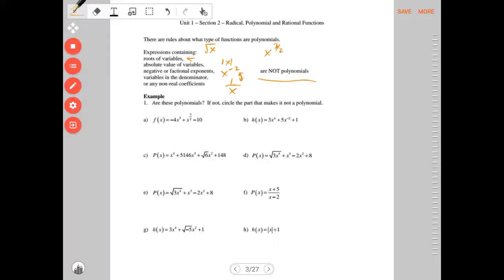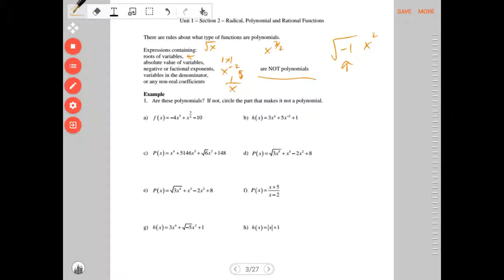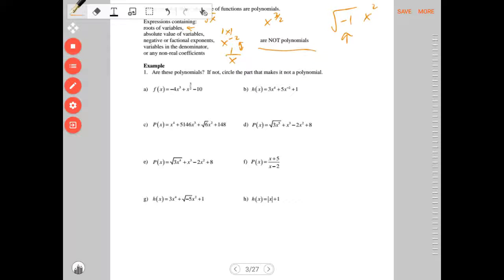Okay, and then non-real coefficients. So if you have something like this, square root of -1 x squared, this just doesn't exist. So if it doesn't exist at all, then it can't be a polynomial function. Okay, so that's the idea. So example 1 is, I gave you a whole bunch of functions and you just tell me whether they're polynomials or not. We're going to circle the part that makes it not a polynomial.